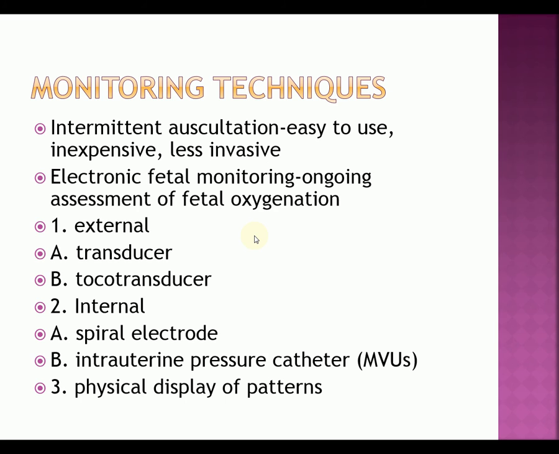Then the TOCO transducer measures your uterine contractions. It's placed over the fundus, and it is a pressure sensitive device that can measure and record the frequency and the duration, but of course, again, it cannot measure the strength.